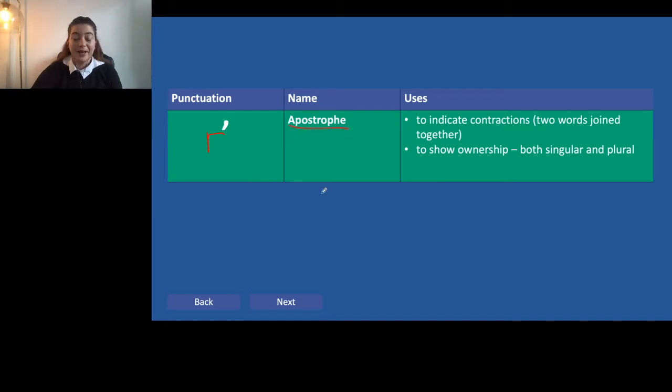This is how we spell apostrophe, just in case you're wondering. If anyone wants to add a new word to their spelling list this week, that's a great one to learn. We use this to indicate contractions. That's when we put two words together. And we also use it to show ownership, both singular and plural. But I will explain that in a sec.